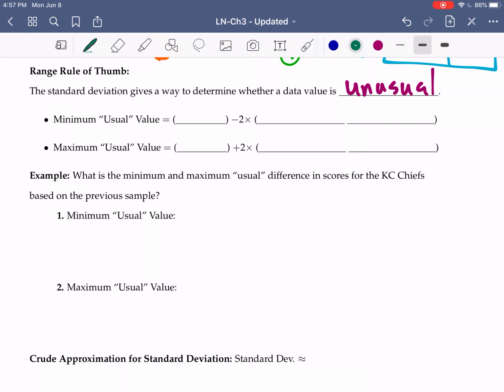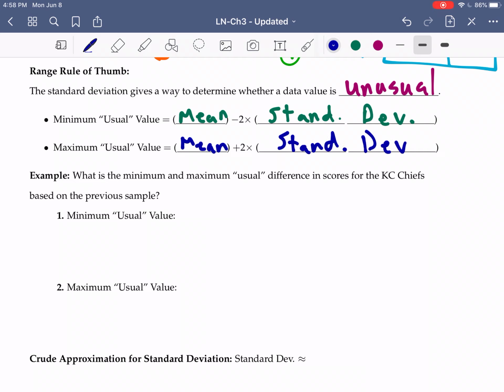And so our smallest data value that we would still consider to be usual is whatever the mean is minus 2 times the standard deviation. And our maximum usual value is the mean plus 2 times the standard deviation.